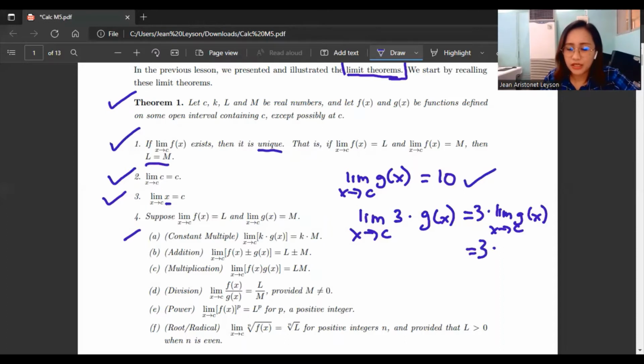So that's 3 times, simply substitute. We know that the limit of the function is 10. So simply multiplying, that will give us 30. Okay, I hope that's clear. So the constant multiple theorem is simply putting the constant first, outside, before the limit, then evaluate the limit, then later on simply multiply or simplify.